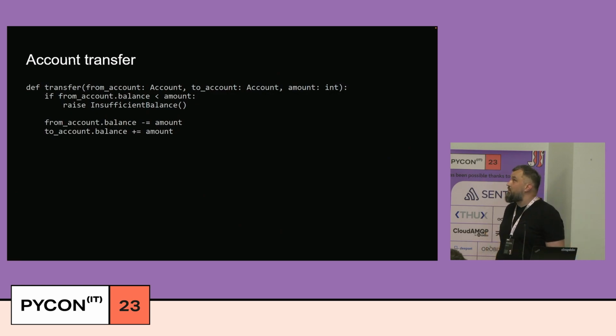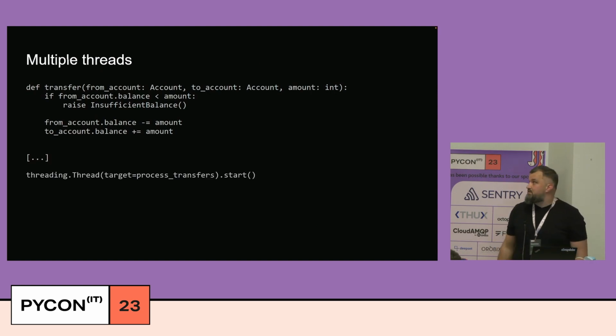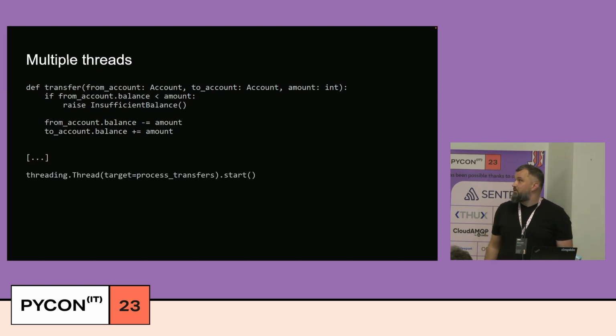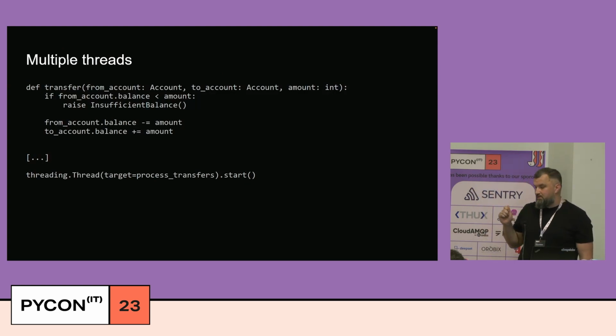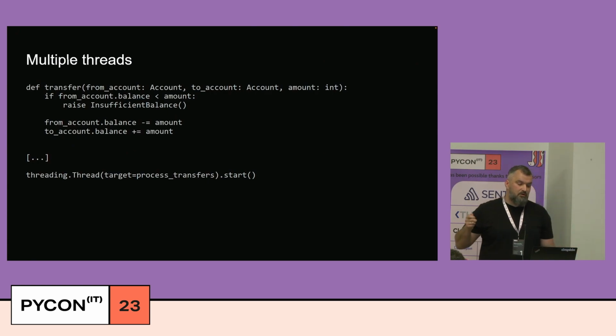So this is Python code. If this popped up in the code review, I might have some complaints, but mostly it looks fine. However, if somewhere in our code we are using threads, I have to start thinking about other factors for this function. I see that from account and to account come from the outside. It means that those could be modified by some other threads, and I must take care of concurrency issues.